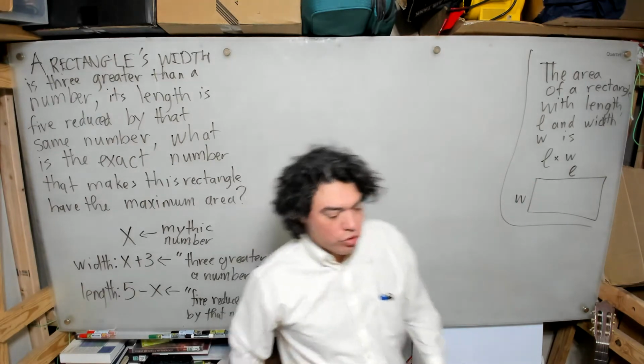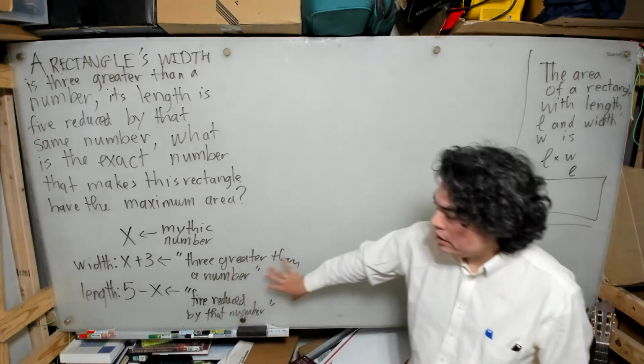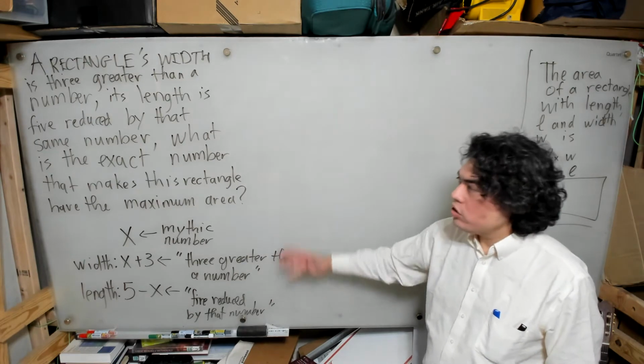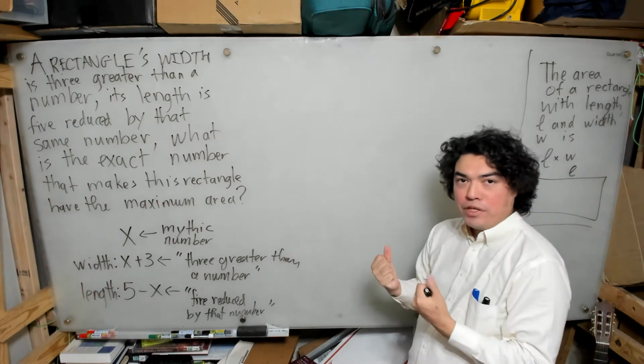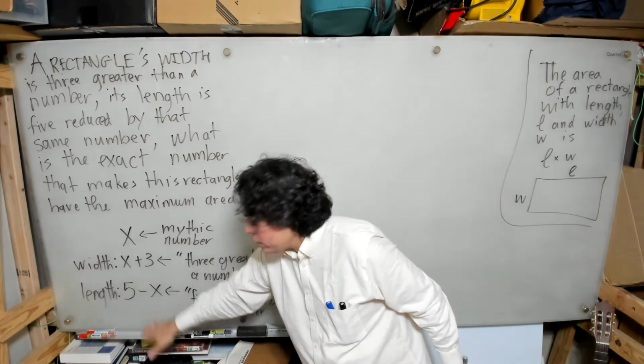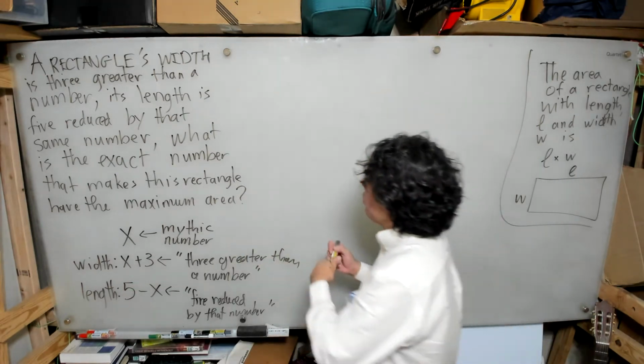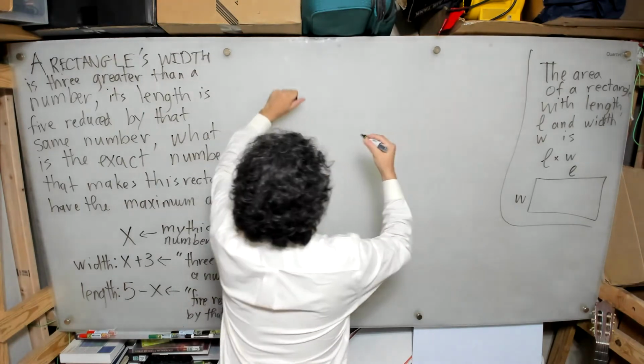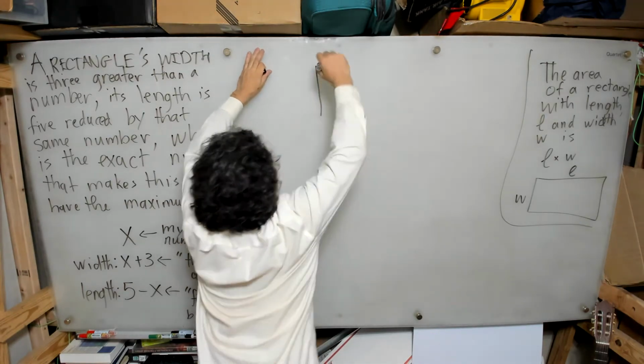Okay? So now we're going to take that fact and we're going to take this information that we've taken from this word problem, and we're going to draw a picture of a rectangle with these as our length and width. Okay, so let me first draw my rectangle here like this.